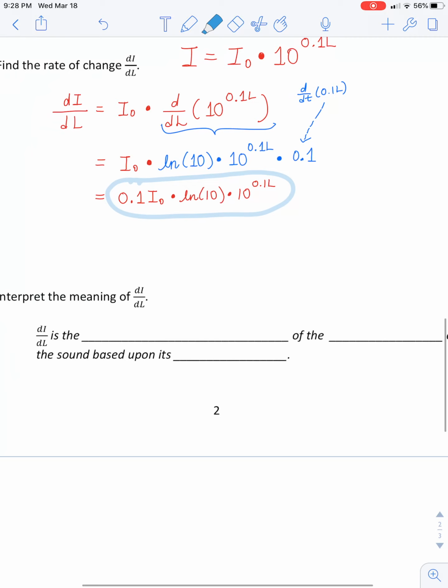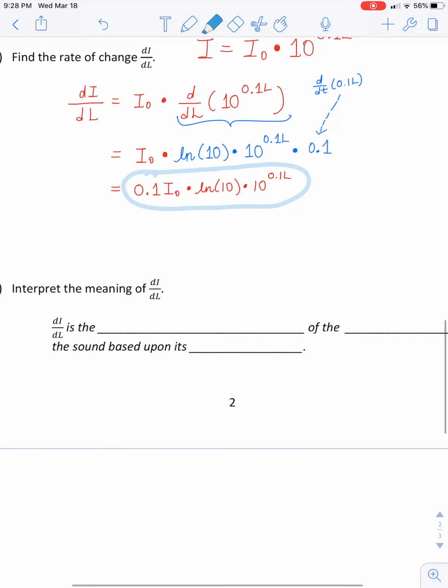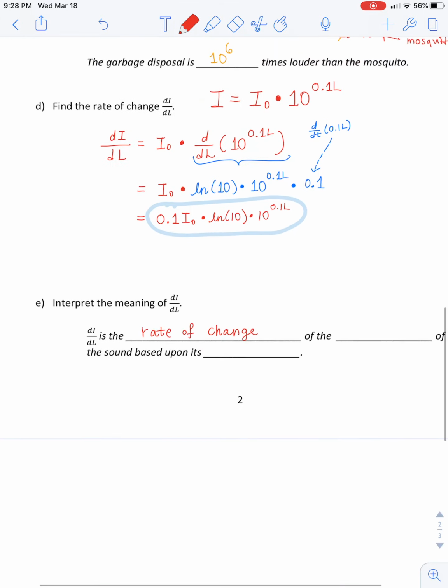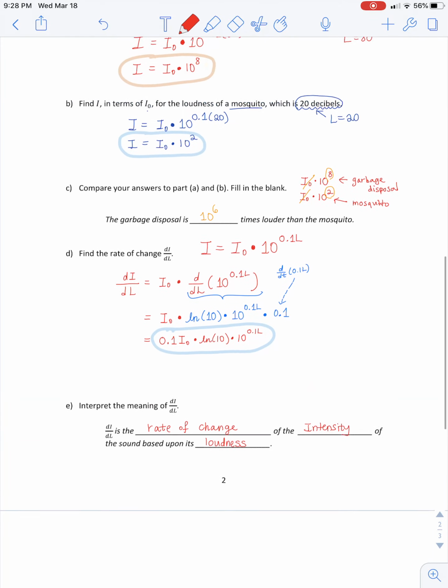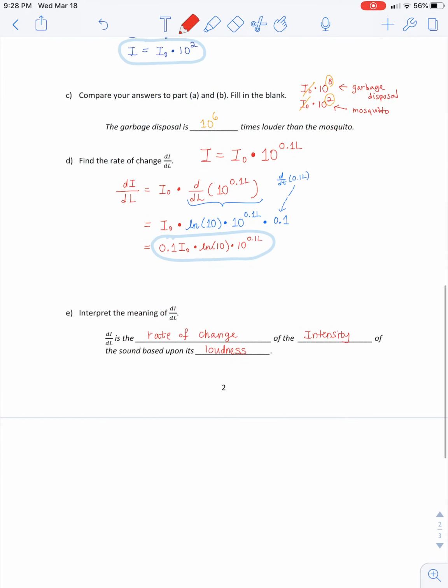Okay. Let's interpret the meaning of this dI/dL. dI/dL is the rate of change, right? That's the rate of change of the intensity of the sound based upon its, what was the letter in the bottom? L. It's L, what? Loudness. Okay. And that is it. We did everything for this example.